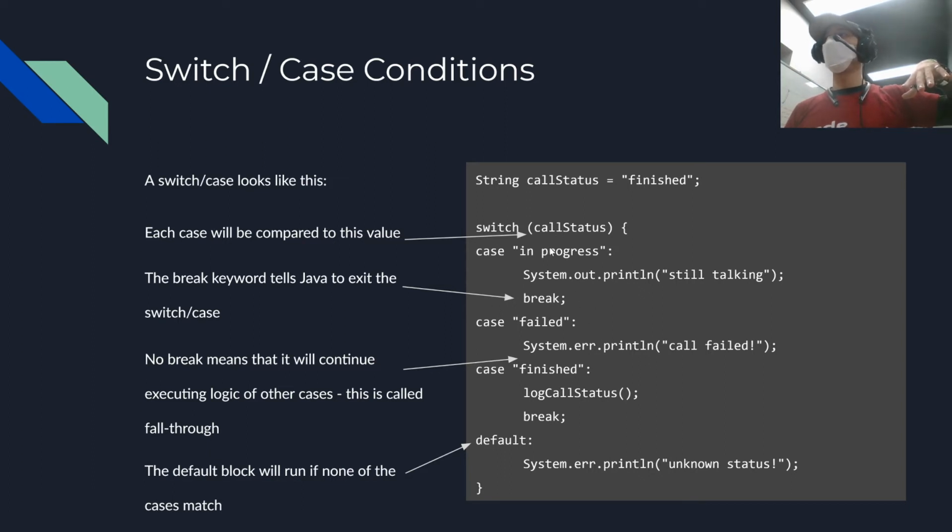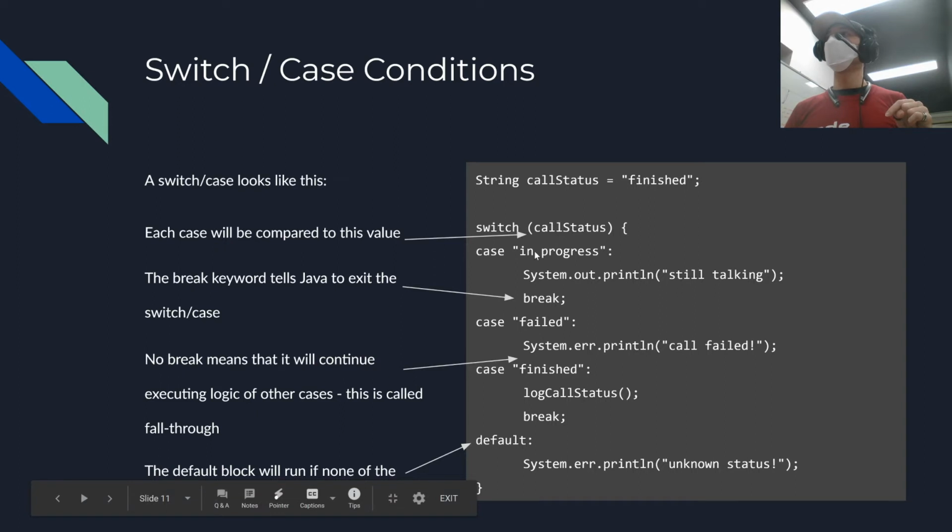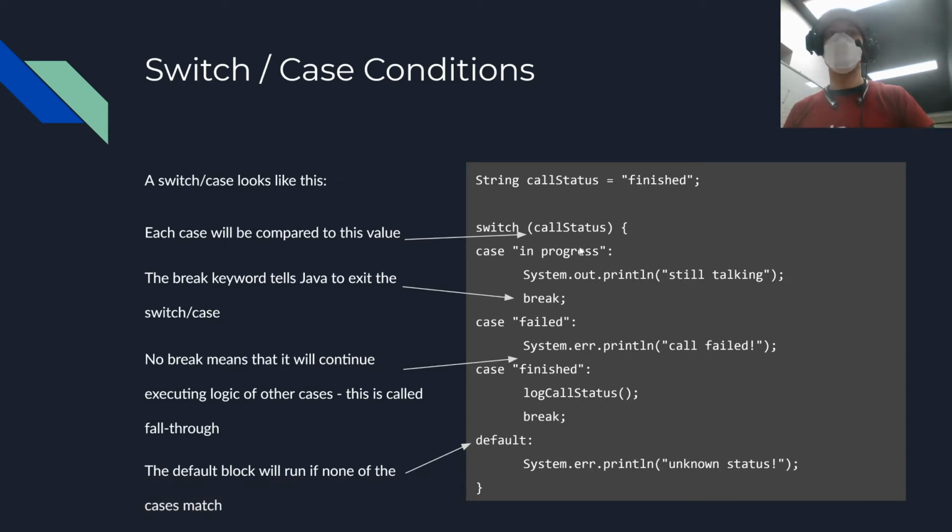All right. In the event that call status has failed, it will print this, and then because there's no break, it will continue and then run log call status. Okay, that's the fall through. Okay, so we only stop executing code in a case if we hit a break, all right? Otherwise, we just keep going. So you can think of this case statement as where to start, and the break tells where to finish, okay? Does that make sense?